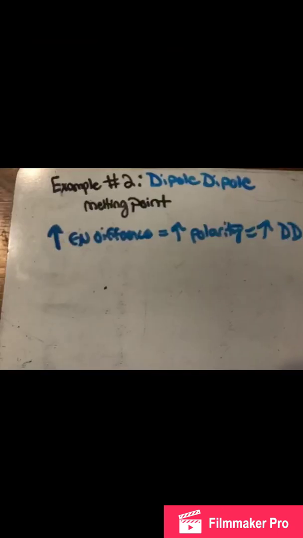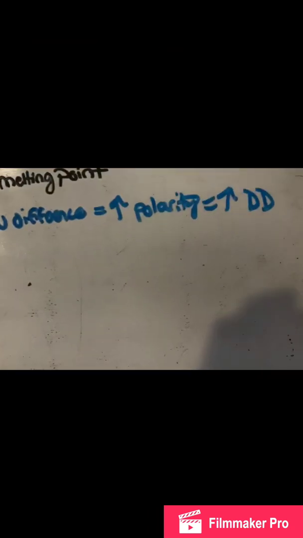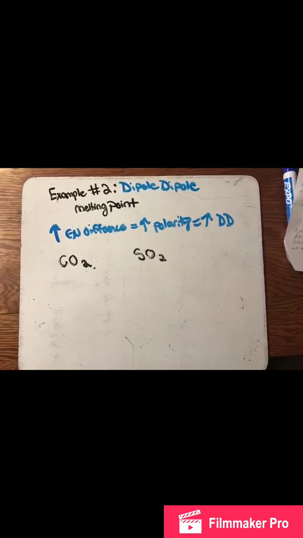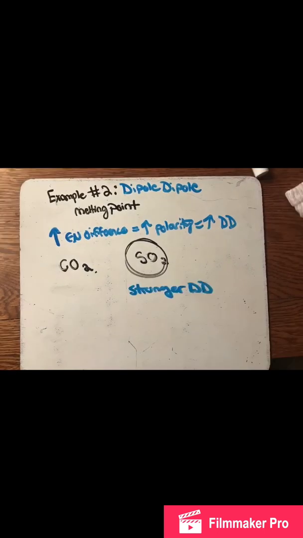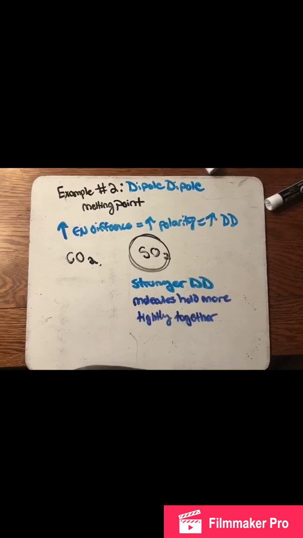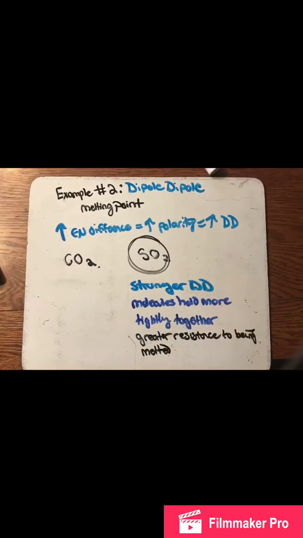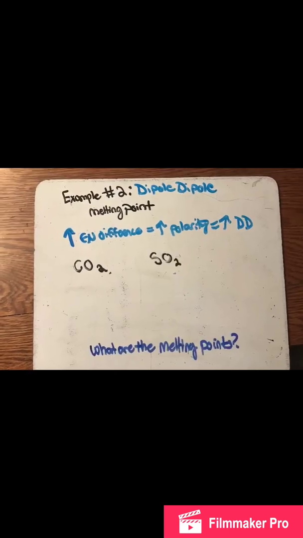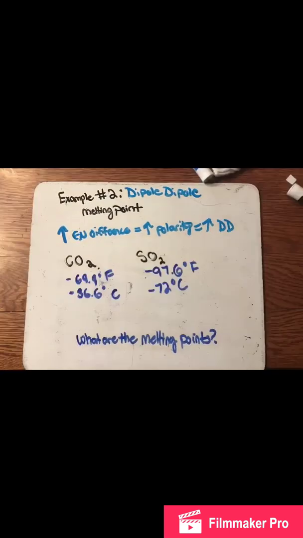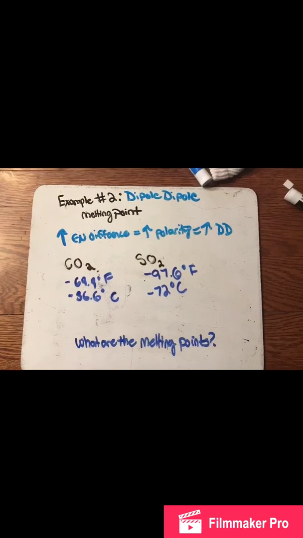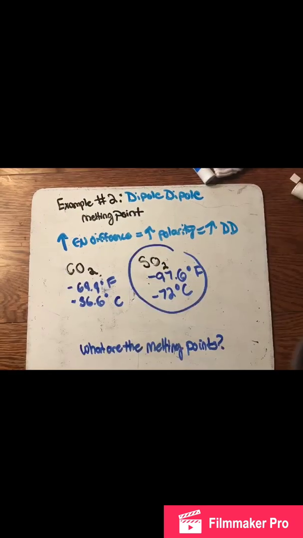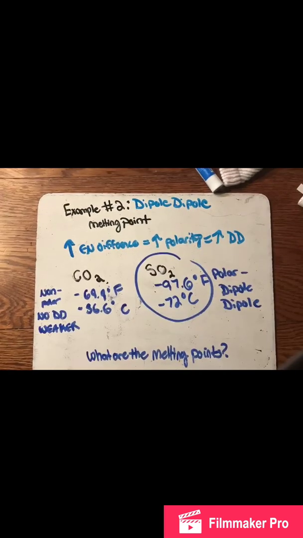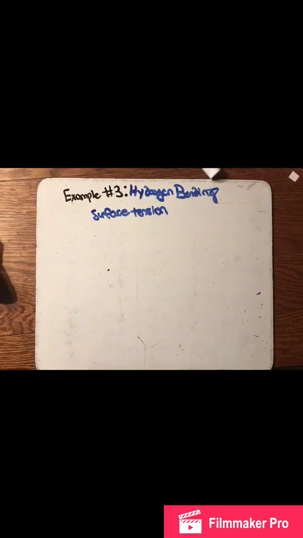Secondly, melting points by dipole-dipoles. Remember that a higher EN difference creates a higher polarity, creates higher dipole-dipole forces. Look at CO2 and SO2, for example. So SO2 exhibits dipole-dipole forces, meaning that its molecules are held more tightly together and have a greater resistance to being melted. So what are the melting points of these two molecules? Well, CO2 melts at negative 56.6 degrees Celsius. Well, SO2 melts at negative 72 degrees Celsius. So SO2 is obviously the stronger molecule due to its dipole-dipole forces, while CO2 is weaker with no dipole-dipole forces at all.